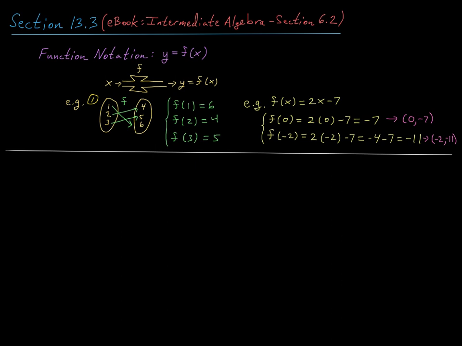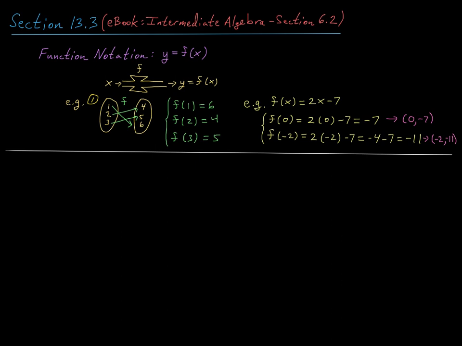So if I feed it 0, I get 2 times 0 minus 7. That would just be minus 7. And that's telling us for the input 0 for x, the output y would be minus 7. If I feed the function, say, negative 2, 2 times negative 2 minus 7, that'd be minus 4 minus 7, which is minus 11. Again, the input here, x, is negative 2, the output is negative 11.